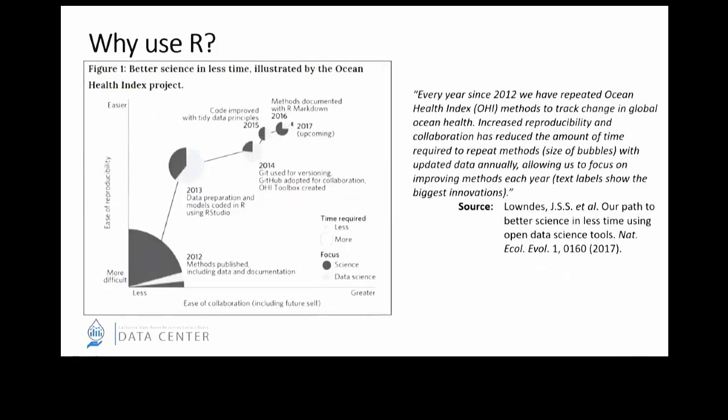So finally, just so you don't feel like you have to take my word for it, I wanted to point out a paper that describes a group that's using a lot of these tools to develop something called an ocean health index. They have this figure that shows how, over time, by adopting a lot of these tools that I mentioned in the text in the figure, their ease of reproducibility and ease of collaboration went way up. And with the size of the circles indicating the time that they spend, that went way down, so they could focus more on things like the science or the policy or whatever they may be interested in.